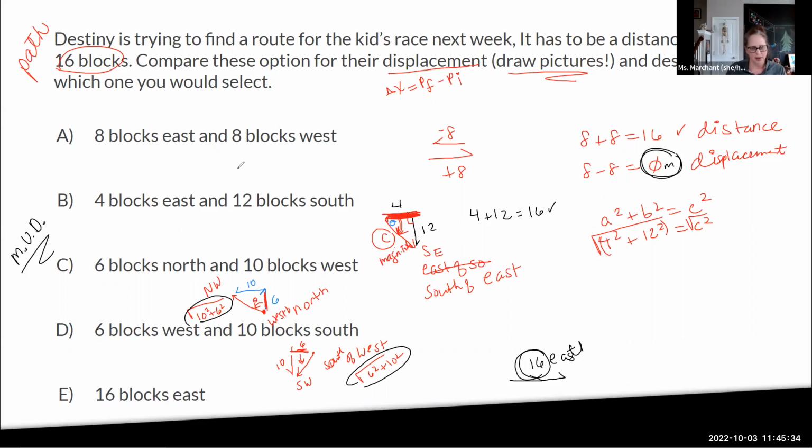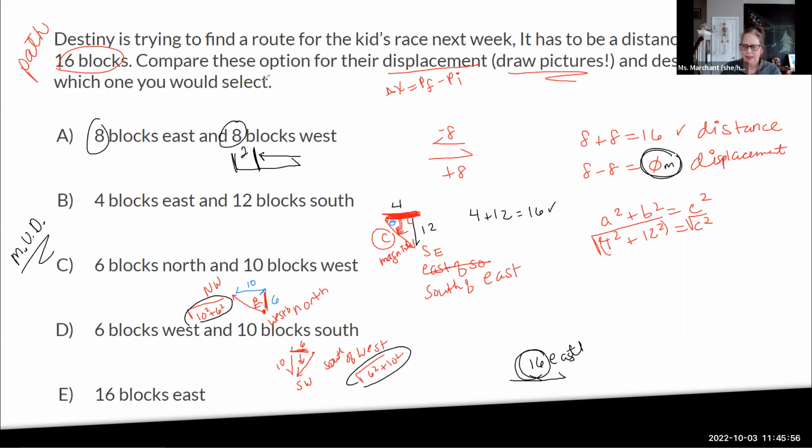So even if it was 10 blocks east and 6 blocks west, then you would have leftover of what? You would have 2 left over. So in that case, the range would be between 2 and 16. But we know we can put an equal number on both sides. So that's how you would compare those.